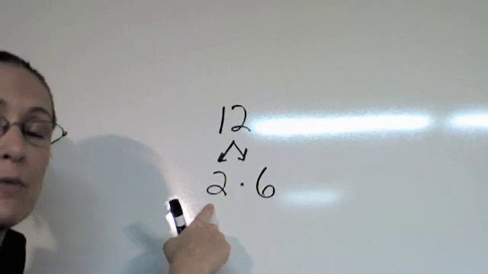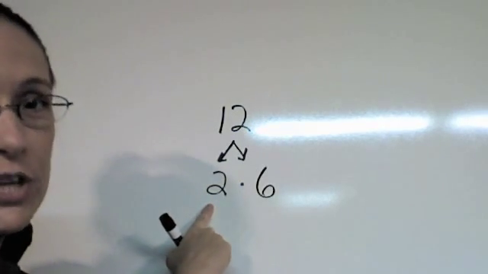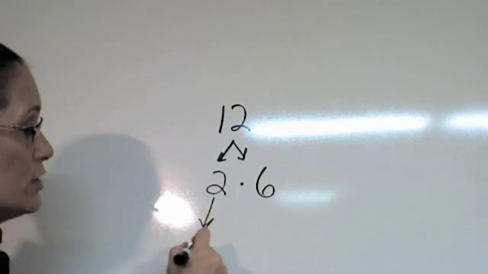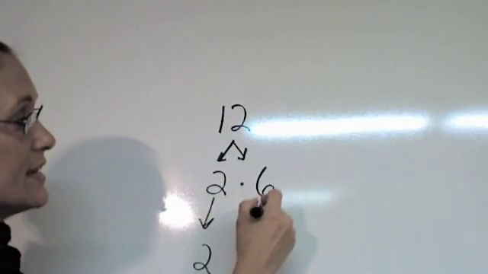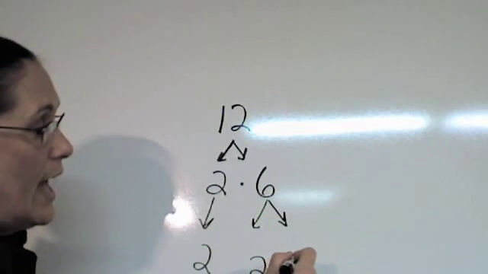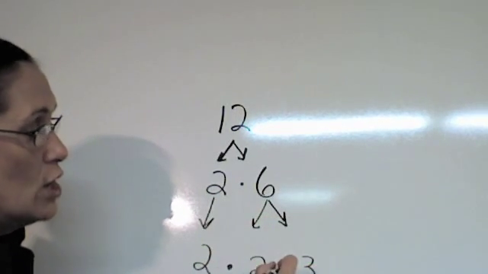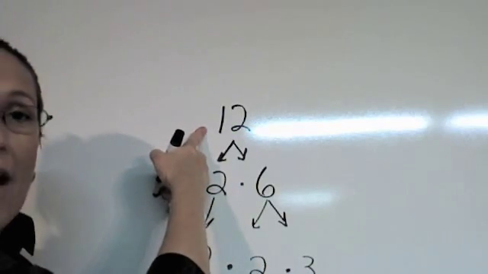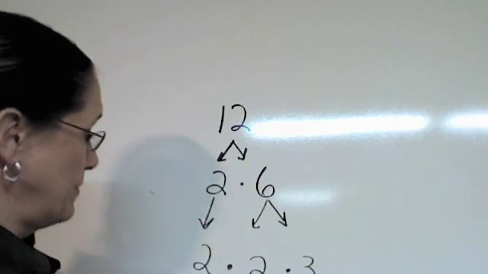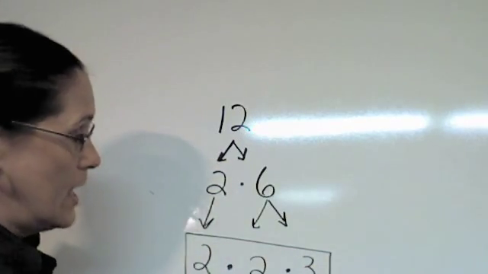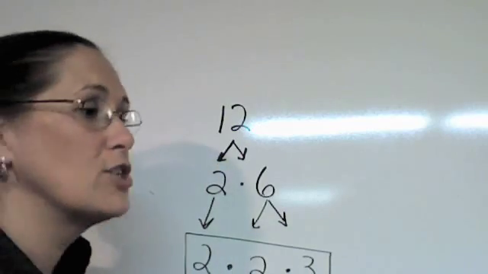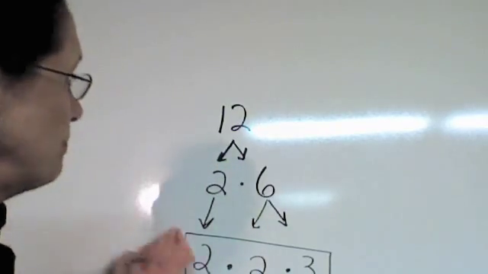2 is prime. Remember that prime means nothing else can divide into it except itself and 1. So you've got 2, but 6 can be divided down into 2 and 3. So we find that the prime factors of 12 are 2 and 2 and 3. If you remember that little skill, that'll really help you in dealing with fractions and reducing them.